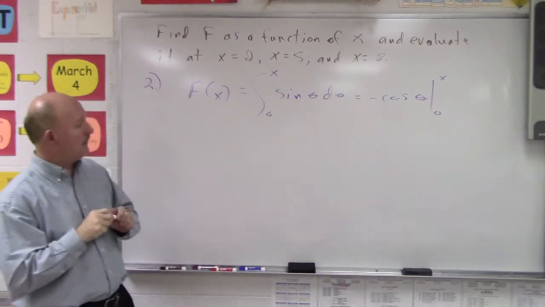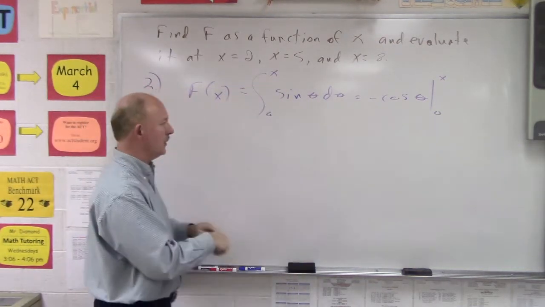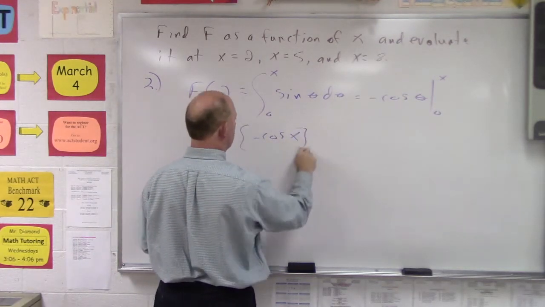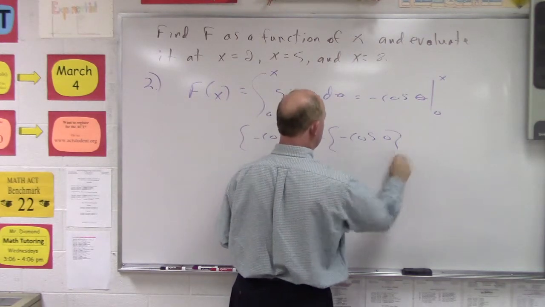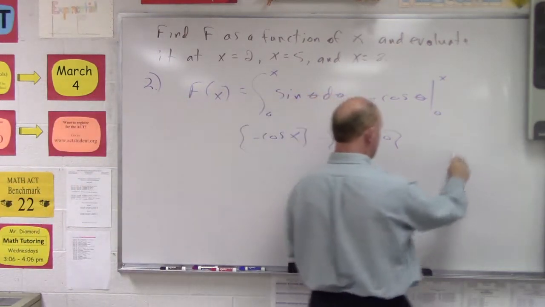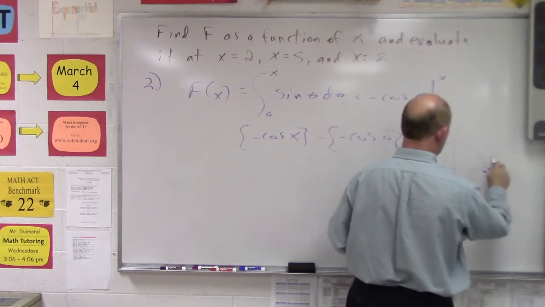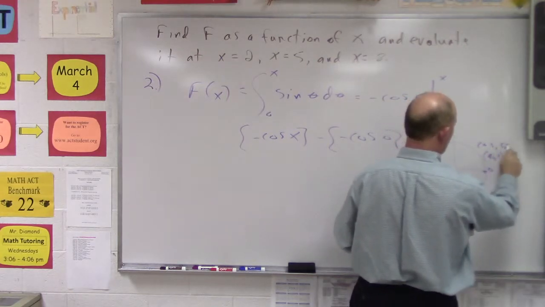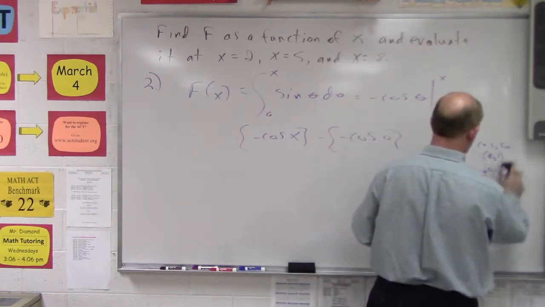So find your antiderivative. Now, to finish evaluating our integral, we have to substitute the upper bound minus the lower bound. So this will evaluate as negative cosine x minus negative cosine 0. Now remember, on your unit circle, 0 is here, that's the point 1, 0. The x value is cosine, the y value is sine.